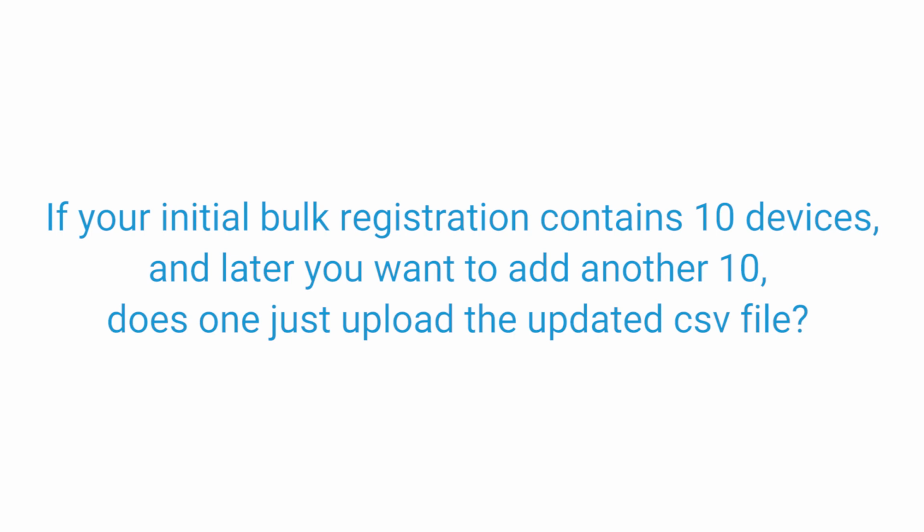Now, if your needs change and you want a different set of services, then you create a different product and you use that instead. But as long as you're keeping your service configuration the same, then you can continue to use that same bulk identification code with a new CSV file for each batch of devices.